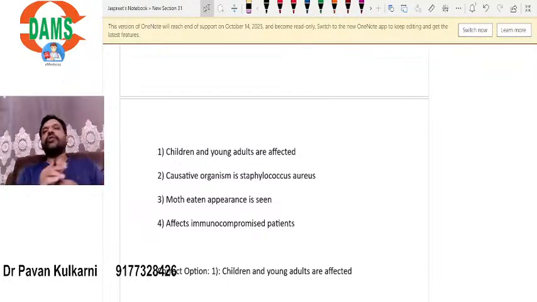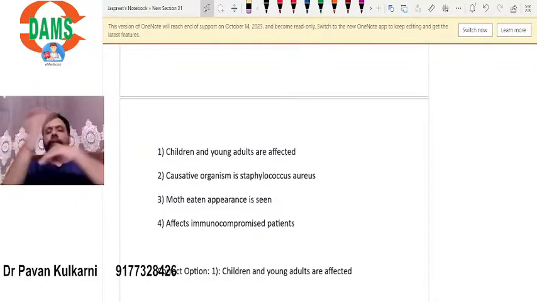Because what happens in Gary's osteomyelitis is there is periostitis. So in Gary's osteomyelitis, you will see periostitis. Because of that, the periosteum is deposited one over the other. That is called onion skin appearance or onion peel appearance.